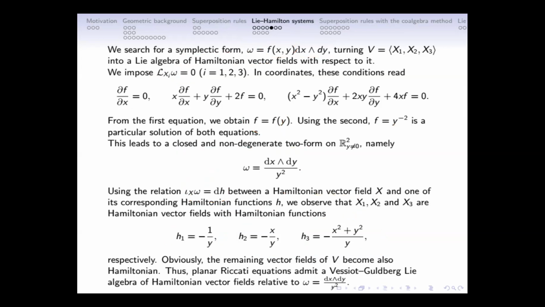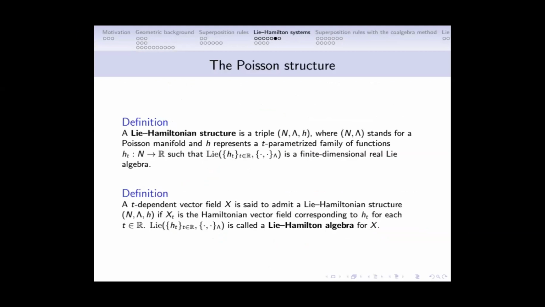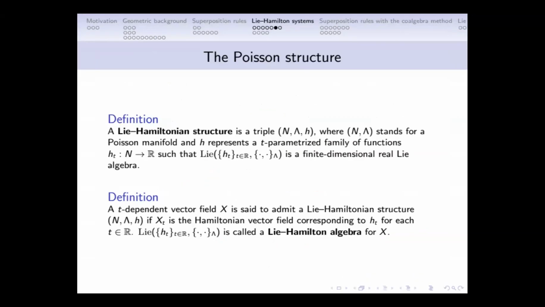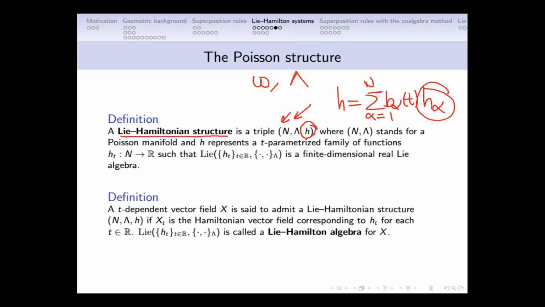You can go a step further. We can then define a Lie-Hamilton structure as a triple: a manifold, the bivector (here we were working with omega, but in the cases where you can define the bivector you have the bivector), and the function h, which in this case is going to be a finite dimensional combination of certain coefficients and some functions that are going to close a finite dimensional Poisson algebra. So a Lie-Hamilton system defines a curve in a finite dimensional Lie algebra of Poisson functions instead of vector fields.